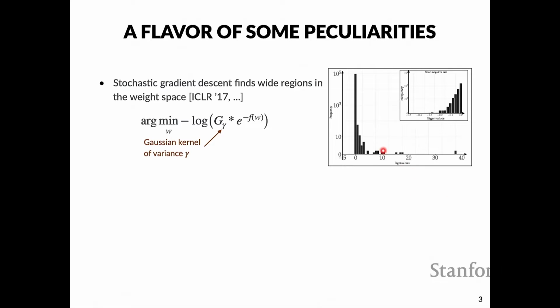Here's one. A few years ago, we noticed that after training, typical neural networks end up in regions that are rather wide in the energy landscape. If you calculate the Hessian, which is the curvature of the loss, a quantity that tells you how quickly the loss changes locally, you will notice that the Hessian has a lot of near zero eigenvalues.